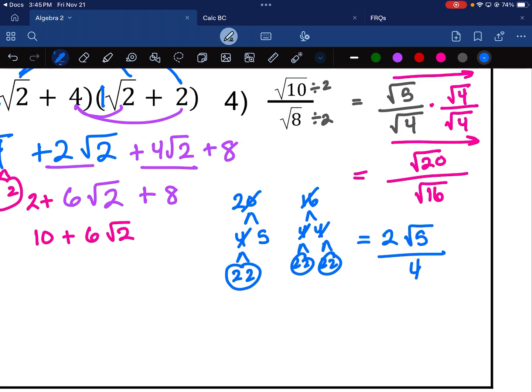Now look to see if you can simplify. I see a 2 on top and a 4 on bottom. I'm going to divide both of those by a 2. 2 divided by 2 is a 1, radical 5. 4 divided by 2 is 2. And that's it. You're all done.